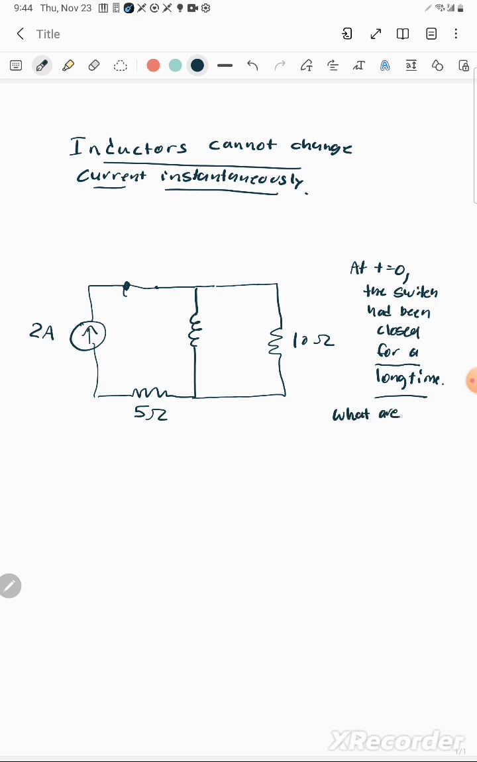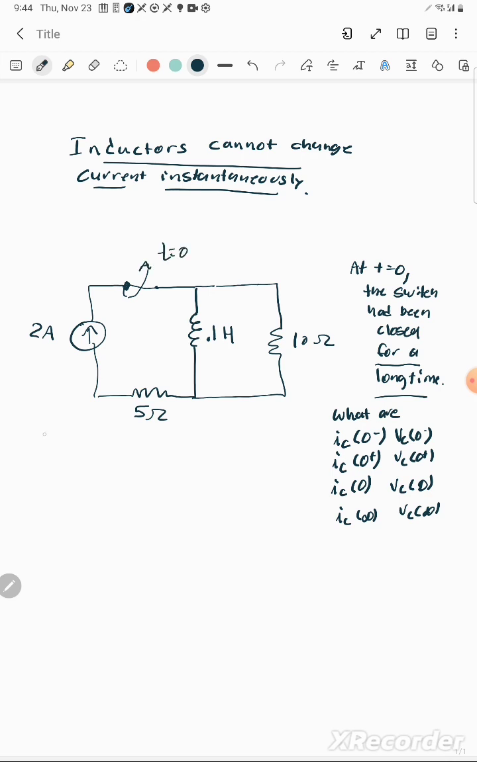What are IC of 0 minus, IC of 0 plus, IC of 0, VC of 0 minus, VC of 0 plus, VC of 0, and let's also find IC at infinity and VC at infinity. So let's find all of those things. And let's say this is 0.1 Henry. All right, so the switch had been closed for a long time, and then we're going to say it opens at t equals 0. So the first thing you always need to do is look at 0 minus.